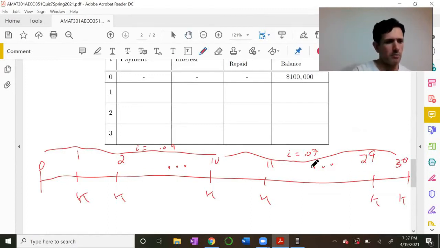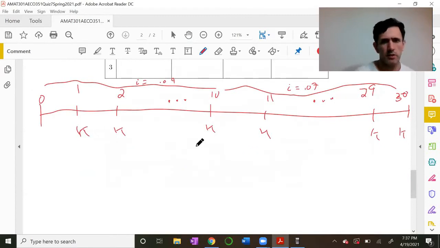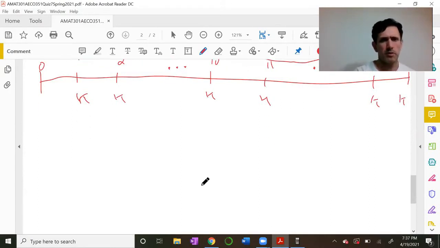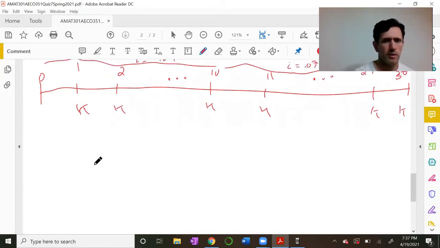Okay, but yeah, all we're doing really is just using, so remember the present value of the loan, which is the loan amount, is simply the present value of these payments. Okay, so break this up into two, as usual.